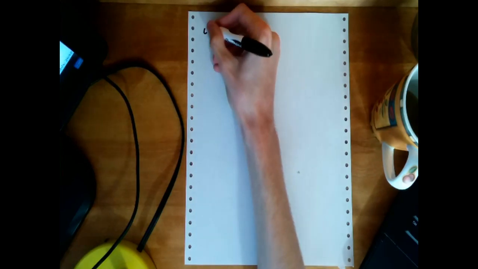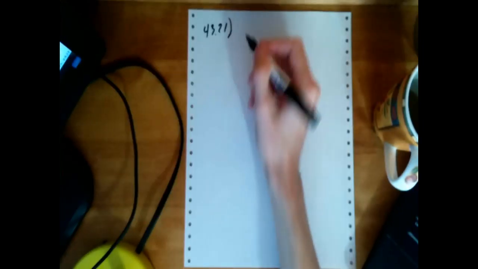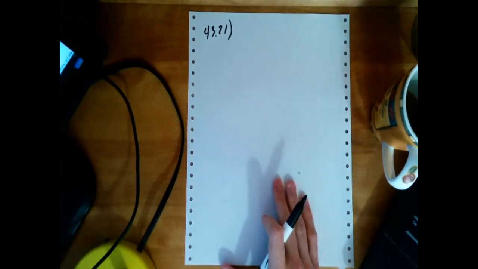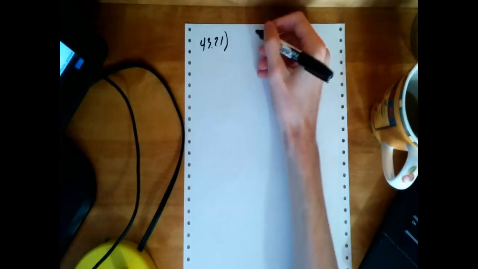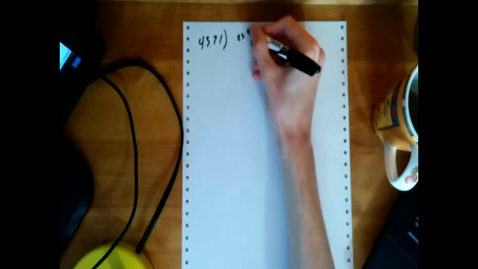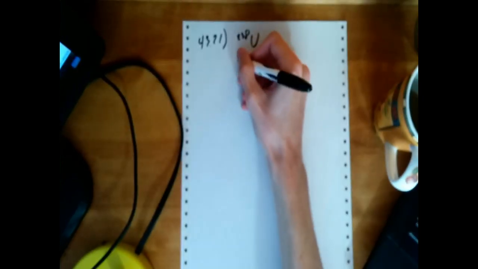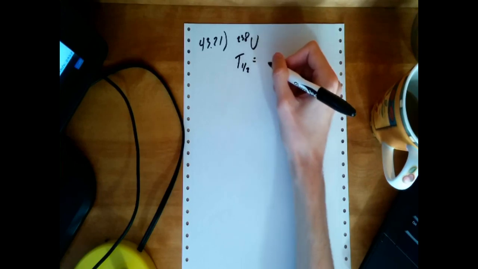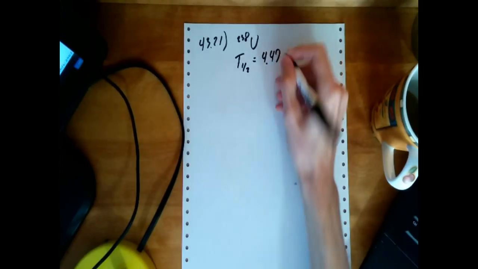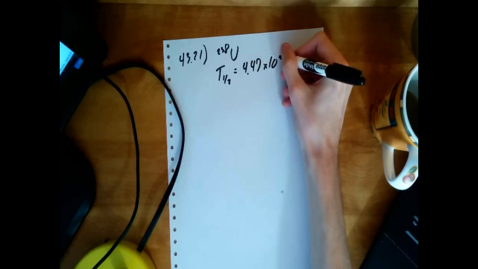All right. So, exercise 43.21. Usual study. One of the isotopes of uranium, uranium-238, which we're told has a lifetime of 4.47 times 10 to the power 9 years. The half-life is 4.47 times 10 to the power 9 years.